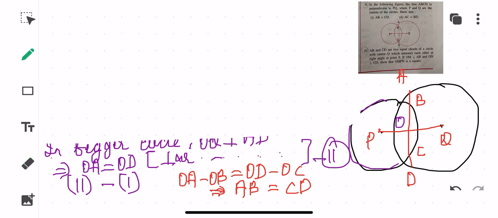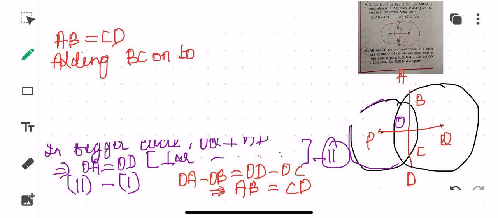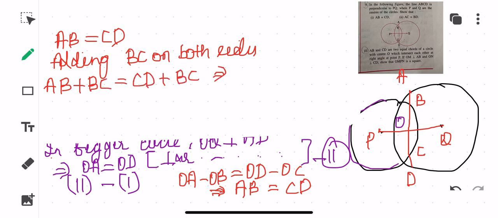Now write down AB is equal to CD. This is what you have got. Now you will be writing adding BC on both sides. What are you going to get, children? You are going to get AB plus BC is equal to CD plus BC. So this implies AB plus BC is equal to how much, children?